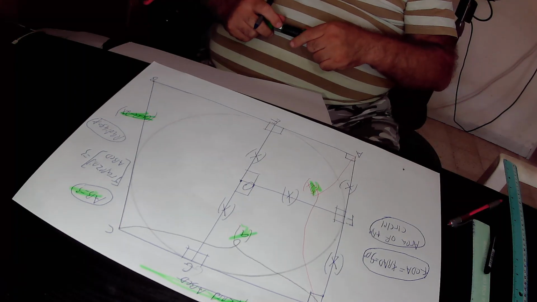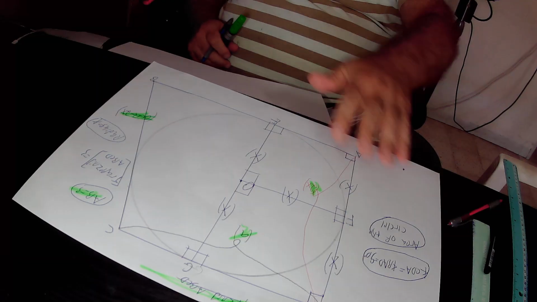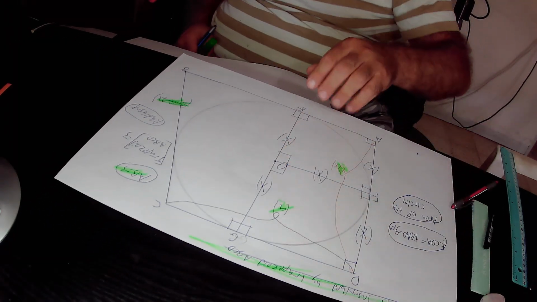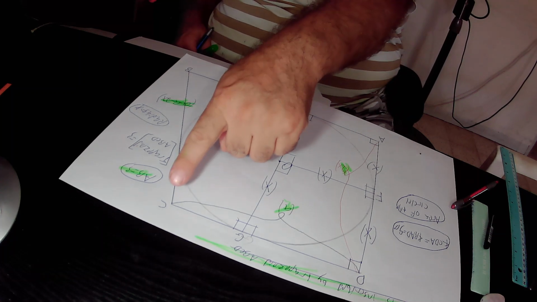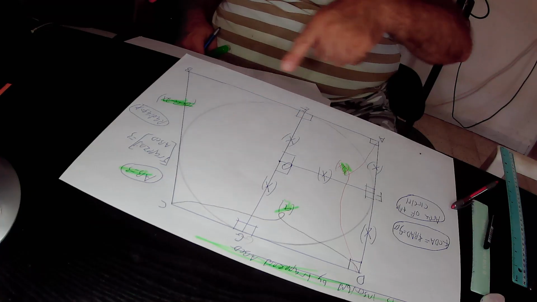In the next step, we will do a construction. That is to say, from this point C, we will draw a perpendicular on AB.